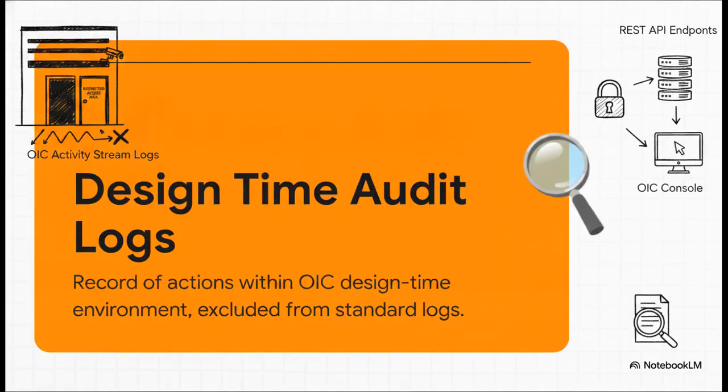To actually fill that gap, we have to look at design time audit logs. Think of these kind of like the security cameras inside the restricted access areas of your building. Standard activity logs, well, they track who walks in the front door. But these design time audit logs provide a comprehensive record of the specific changes and actions taken inside the design time environment itself. Here's the catch, though. These records are totally excluded from your normal OIC activity stream logs. They don't integrate out of the box, and they're literally only accessible if you go through the OIC console or hit specific REST API endpoints.